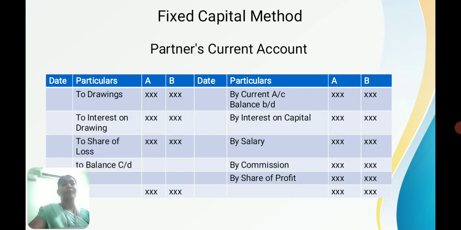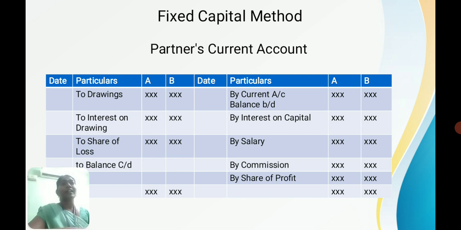The next account is the partners current account. In this account only, we enter all the adjustment entries. We very well know what the adjustment entries are: interest on capital, interest on drawings, interest on loan, partner's salary, partner's commission, and apart from that the drawings are also included. So all the adjustment entries are entered in the partner's current account only.